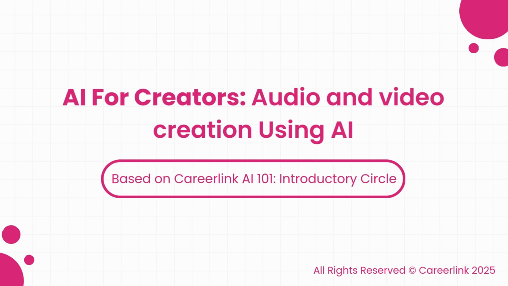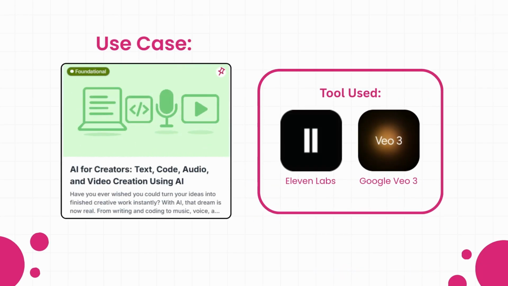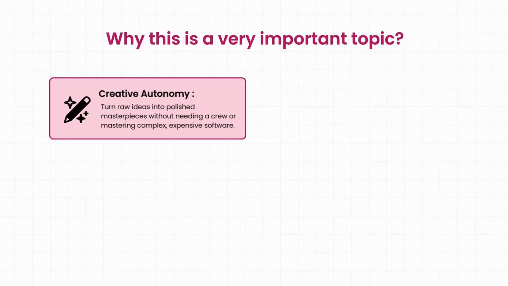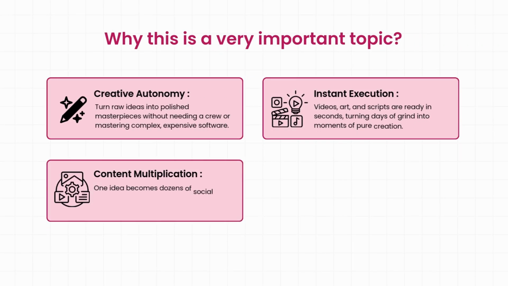in seconds. Today's use case, AI for creators. Learn to generate text, audio, and video for your professional and creative needs using tools like ElevenLabs and Google VO3. Why this matters? AI gives you creative autonomy, turning raw ideas into polished work without complex tools or big budgets.